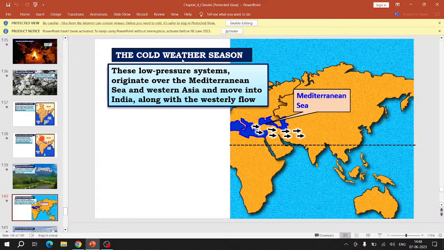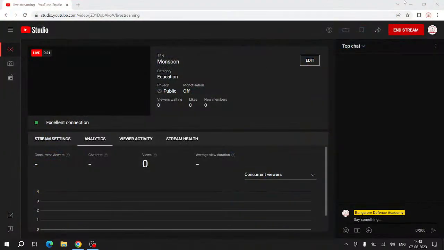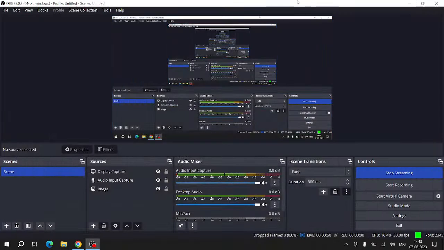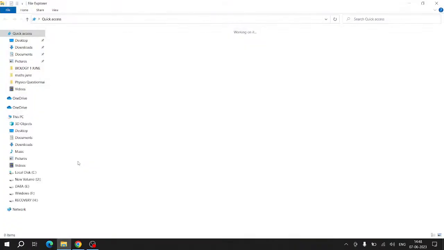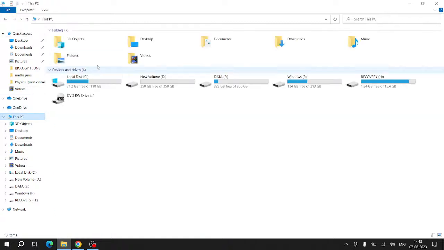Easterlies, westerlies, and jet stream, or you can say polar winds are also there. Okay, what is the meaning of easterlies? They flow from which direction to which direction? They flow from east to west. Okay, next, what is the meaning of westerlies? They flow from west to east.